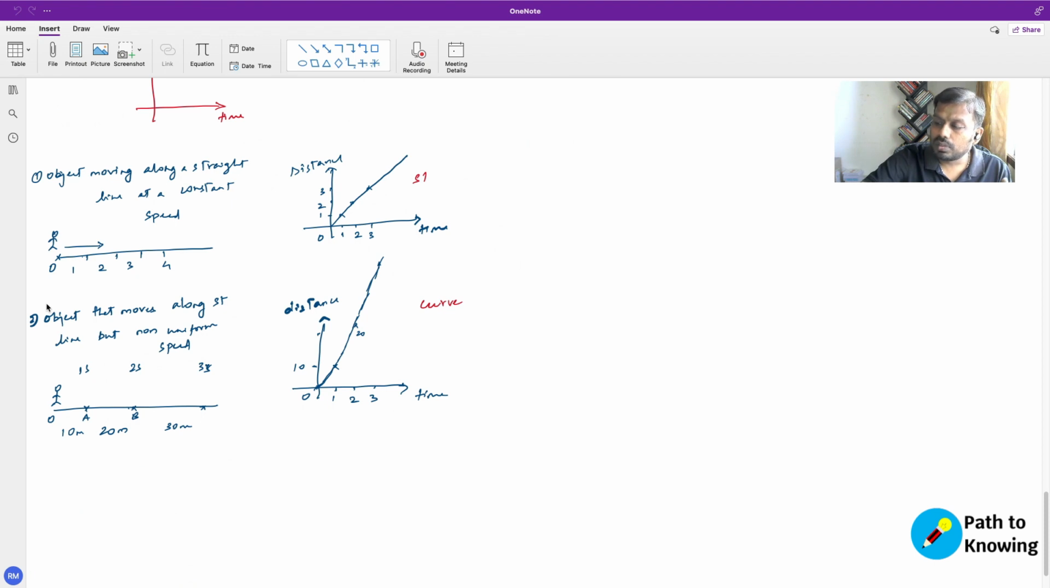Now, how would we plot this? What we have just seen here is a distance time graph. But let's try and find how it would actually work on a velocity time graph, right? Now, on a velocity time graph, let's see.